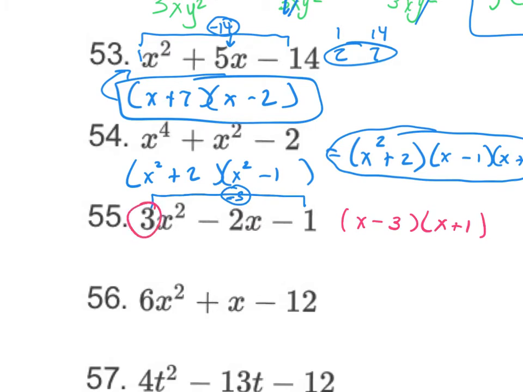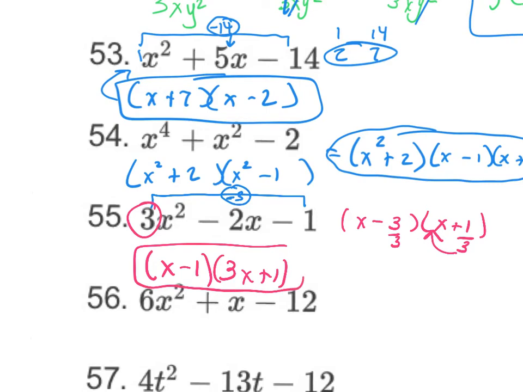Now, since my a term is not 1, I have to put that underneath both factors. 3 divided by 3 simplifies to 1, so it's x minus 1. 1 divided by 3 does not simplify, so my 3 comes out in front, and I have 3x plus 1. Again, you can FOIL that out, and you'll get your original.